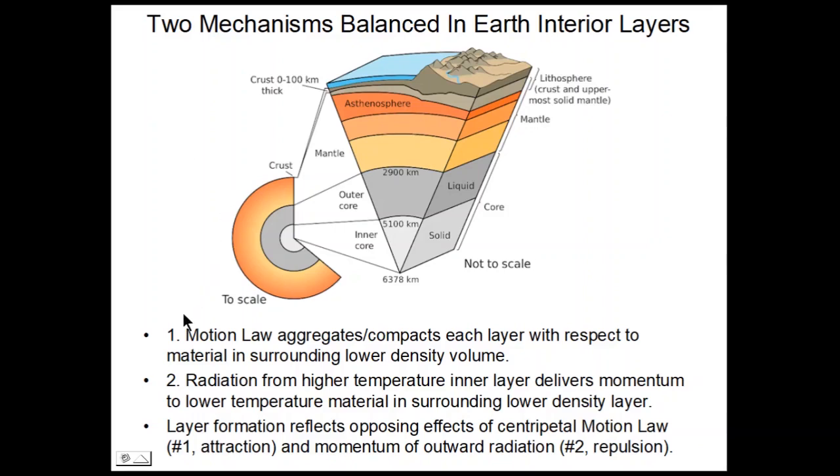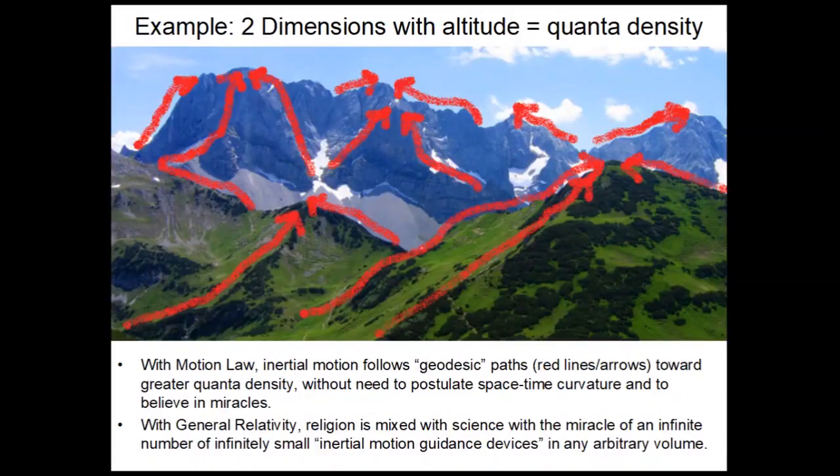1. Motion law aggregates, compacts each layer with respect to material in the surrounding lower density volume. 2. The radiation from the higher temperature inner layer delivers momentum to lower temperature material in the surrounding lower density layer. The layer formation reflects opposing effects of centripetal motion law, attraction, and repulsion from momentum of the outward radiation. Here's an example in 2 dimensions with altitude equal to quanta density.